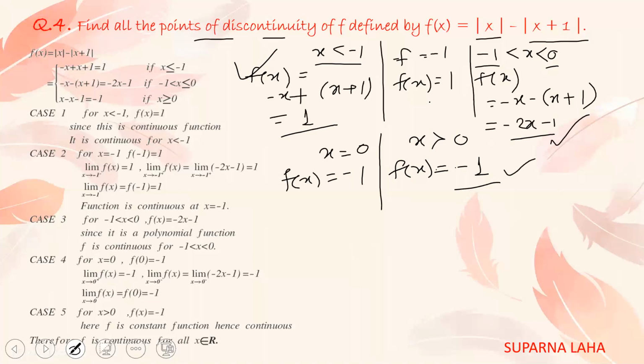So we need to check this point, if x is equal to minus 1 and x is equal to 0 point. So check it by yourself, and here is the solution. First try to solve by yourself, and if you can't, then check the solution.